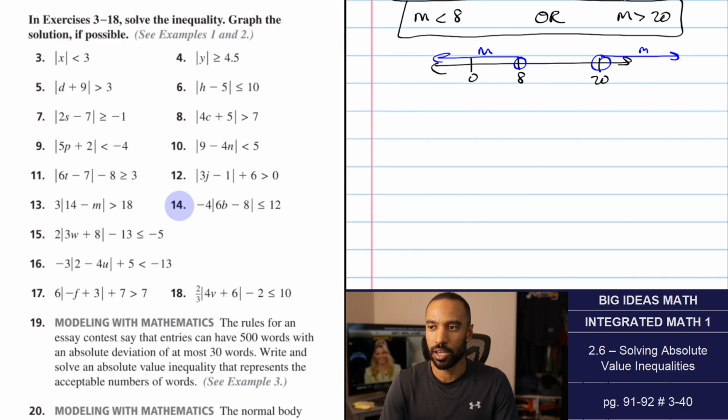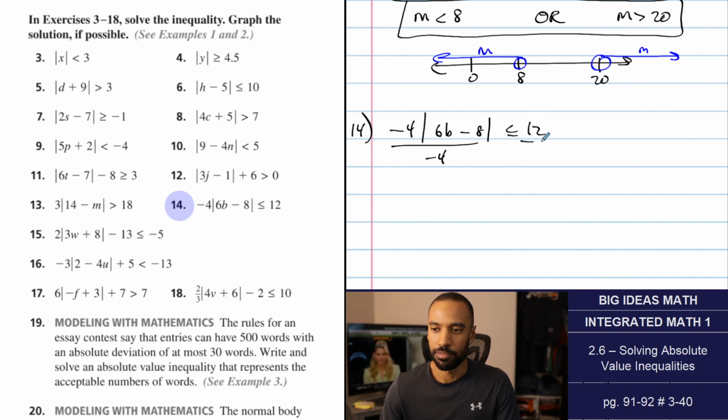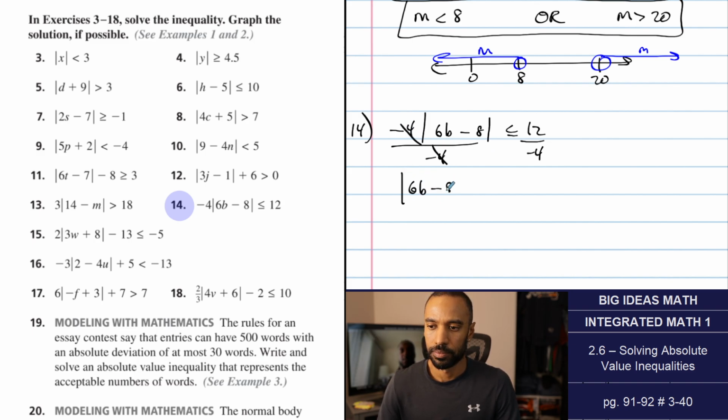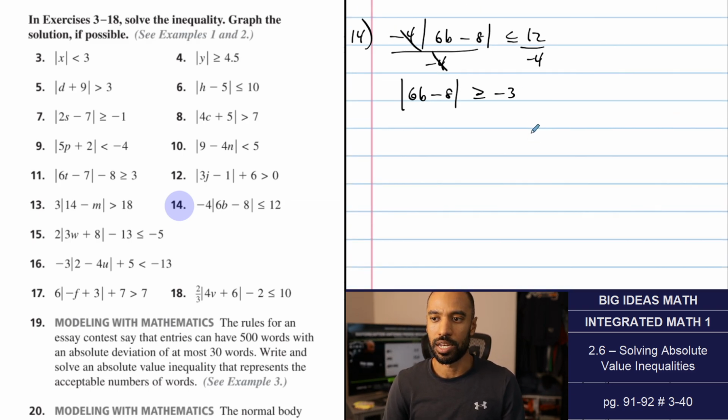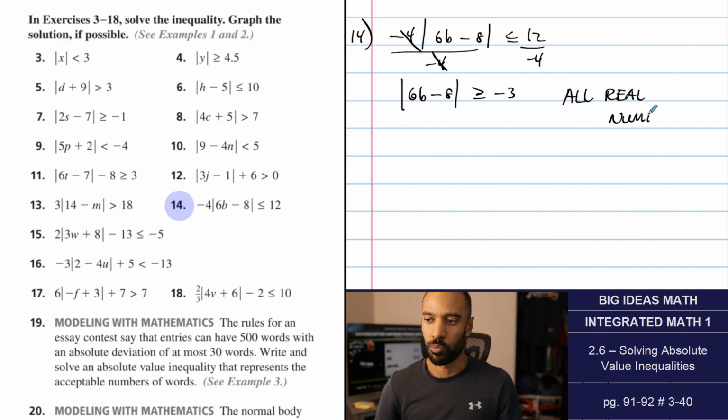A couple things are happening on this one. So on 14, we do have something multiplied outside the absolute value, which we'll divide. And it's negative. So when we divide by the negative, not only will this be by itself, but the inequality will flip and the sign will change. Both of those are really crucial for this. Absolute value, something greater than or equal to a negative. It'll never be equal to the negative, but it will always be greater than the negative, no matter what you substitute here. Once again, we have all real numbers.